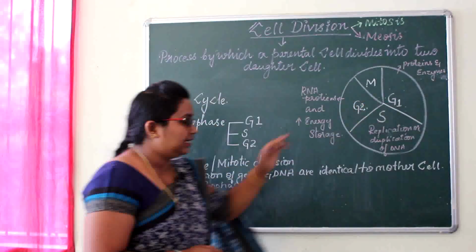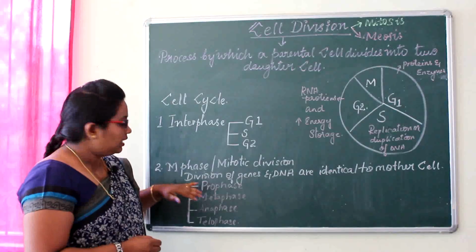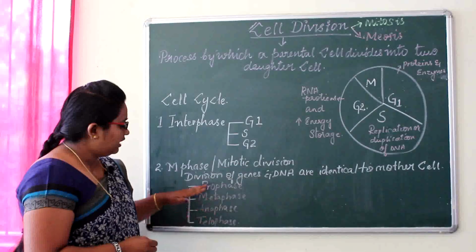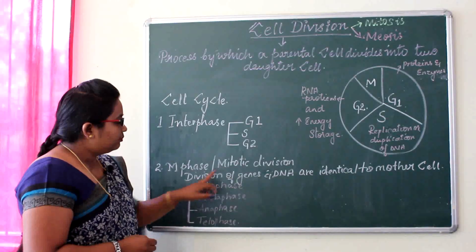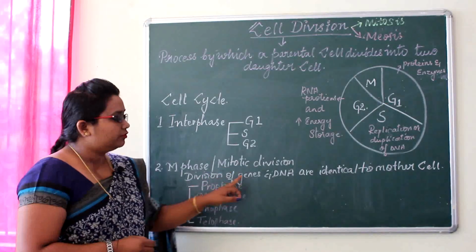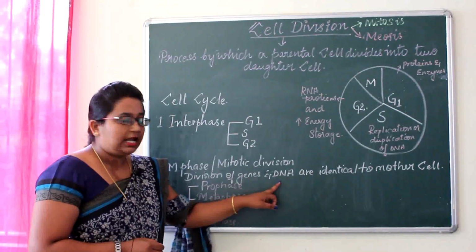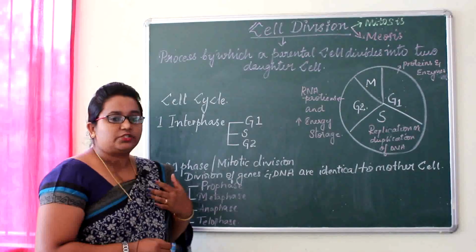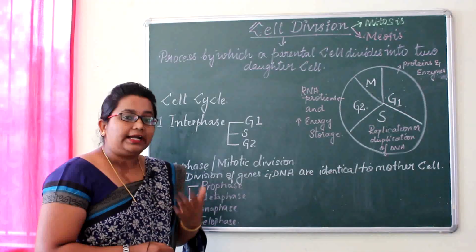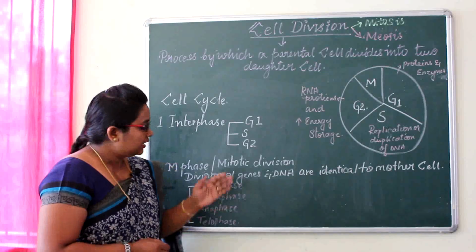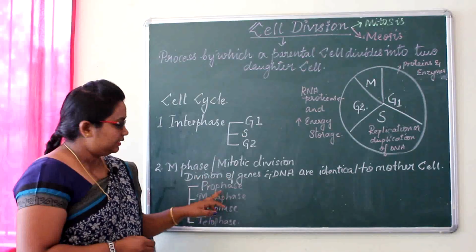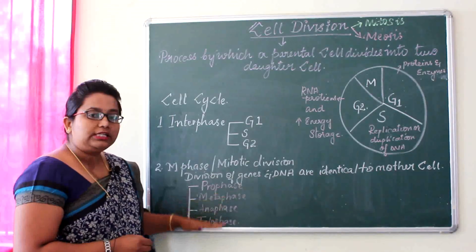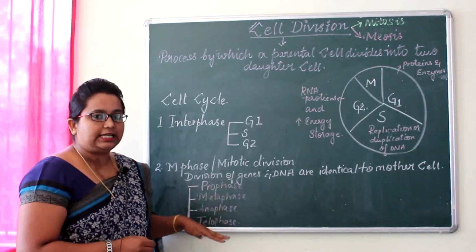Coming to the M phase, that is the second phase of the cell cycle, it is also called mitotic division. Under this, we have four types. Before that, mitotic division is nothing but the division where the genes and DNA are identical to the mother cell. Whatever DNA or genes are passed to the daughter cell are identical to the mother cell. Here we have four different types, that is prophase, metaphase, anaphase and telophase. All these stages we will be studying in detail.